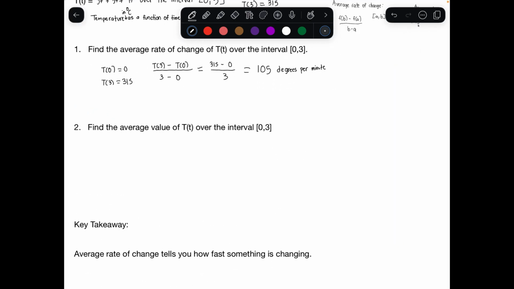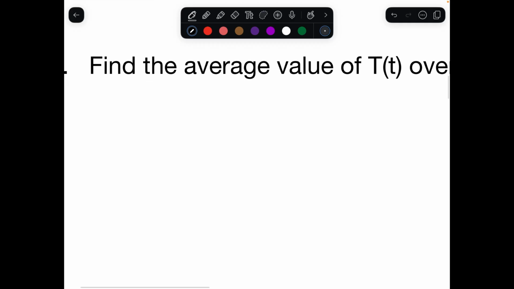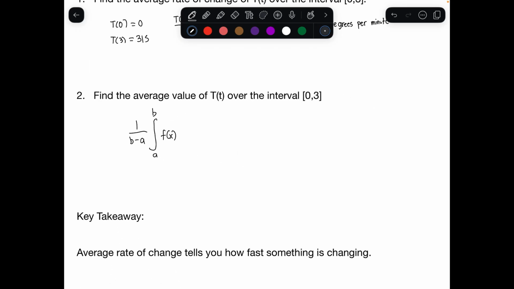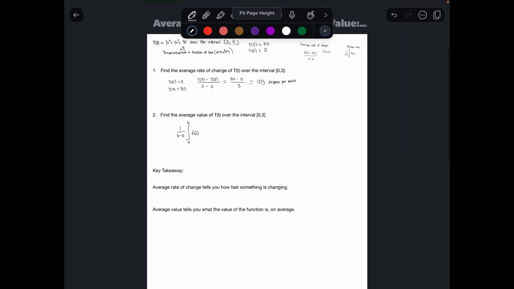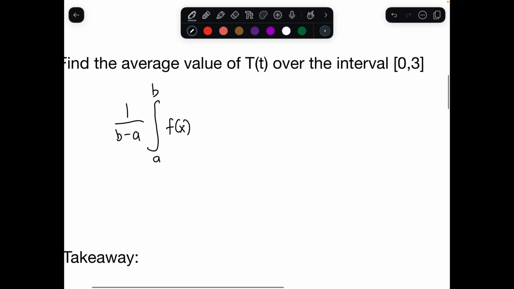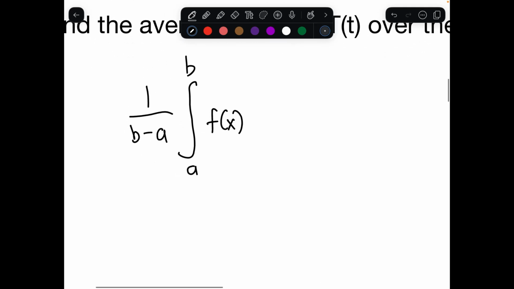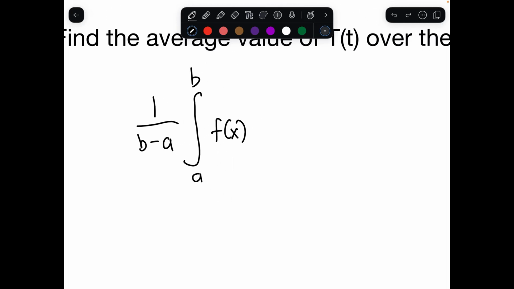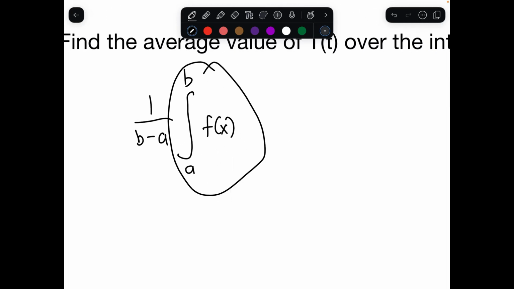To find this, there's a formula, which is 1 over b minus a, times the integral from a to b, then you have the function. So what this formula basically shows is, think of 1 over b minus a as your width, and think of the integral as your area.